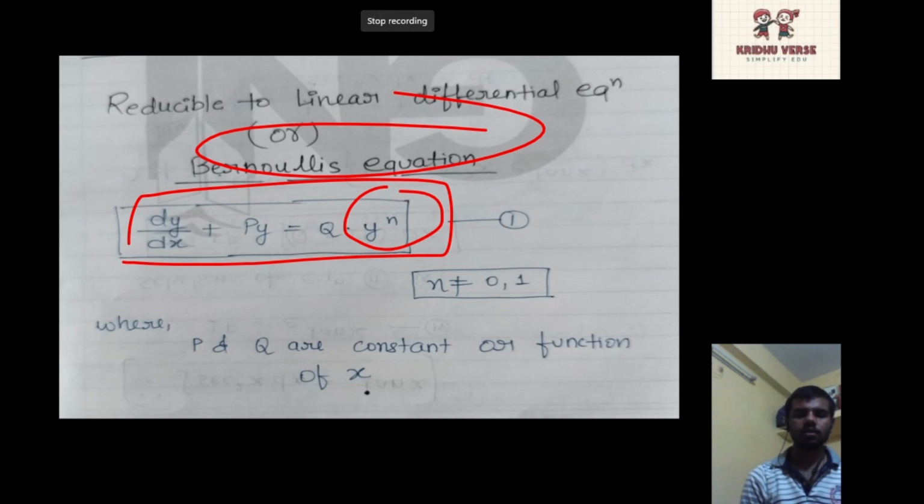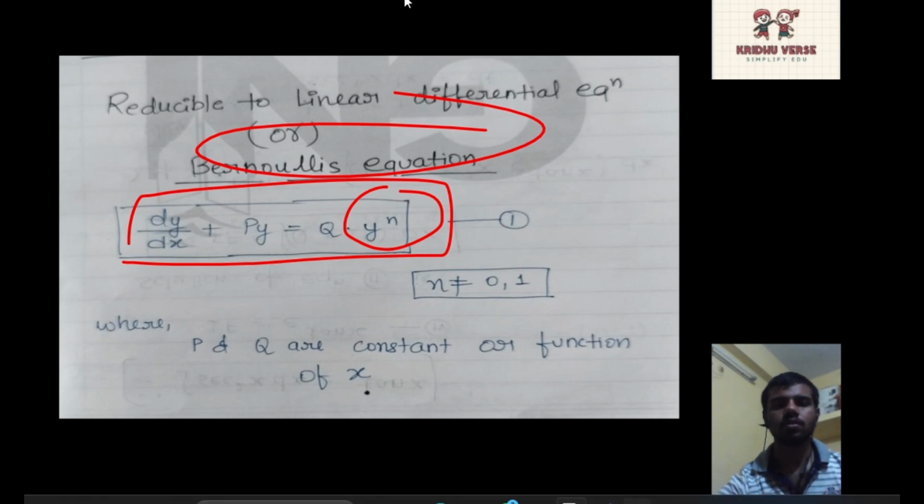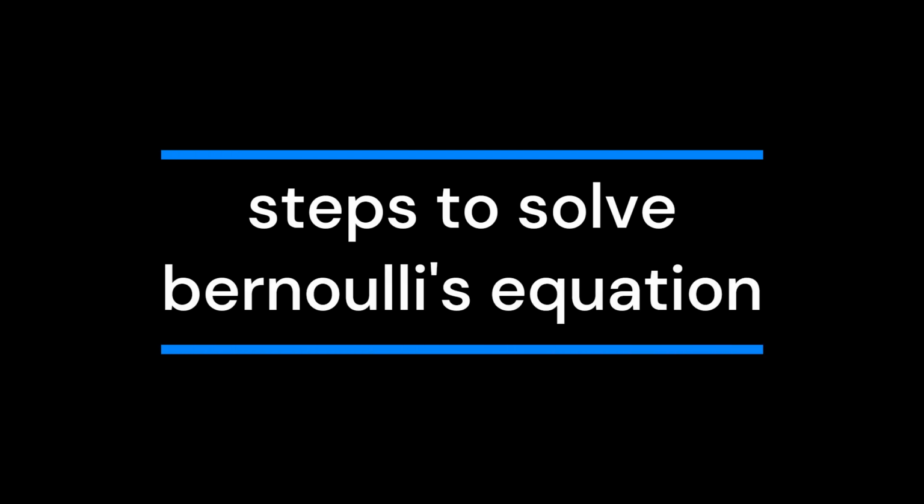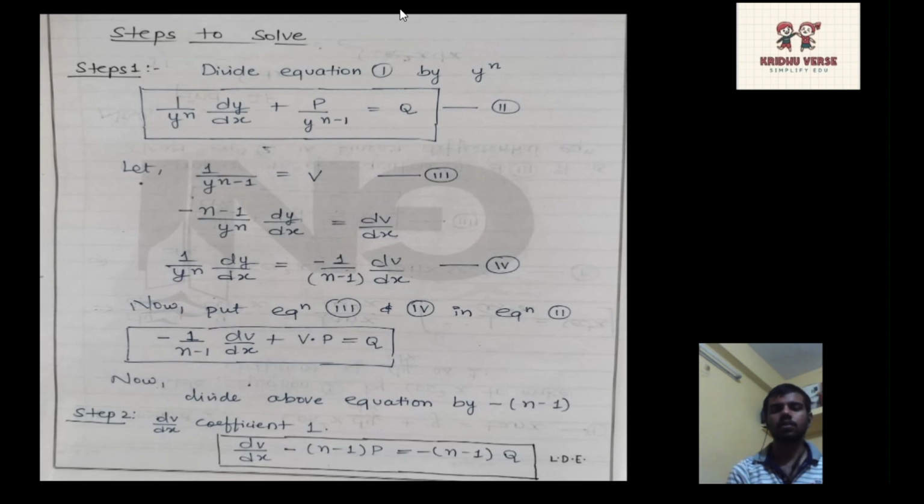Next, we observe the power n. Here the value of n should not be equal to 0 or 1. If n equals 0, then y to the power 0 is 1, and the equation becomes dy over dx plus P y equals Q, which is the linear differential equation. And if we put n equal to 1, it is also a linear differential equation. So n should not be equal to these two. Now we'll check how to solve Bernoulli's equation.